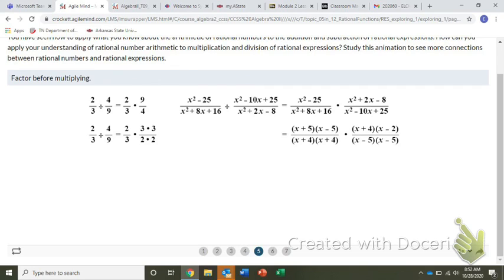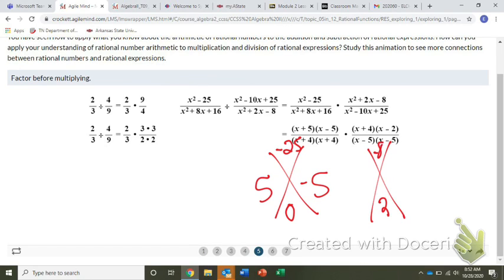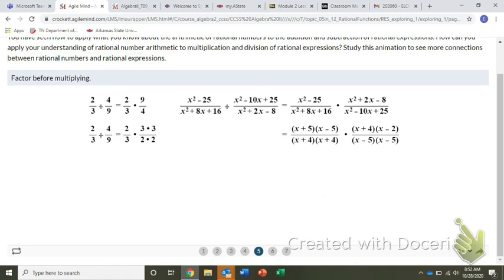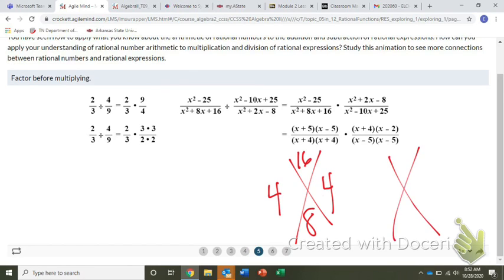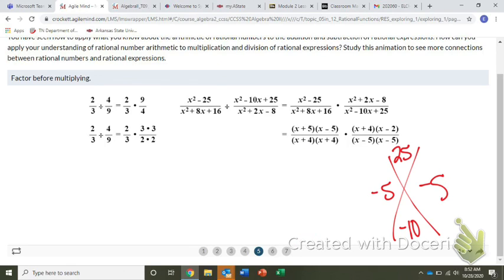They used the big X, or they just factored all of them. So they had a 0 and a negative 25, and they got a 5 and a negative 5 for the top. The other top would have been 2 and negative 8, and that would have been 4 and a negative 2. For the bottom, everything's positive. 8 and 16, so you know it has to be two positive 4s. And the other denominator was a negative 10 and a 25, so you know it has to be two negatives. Okay, so that's how they got those.